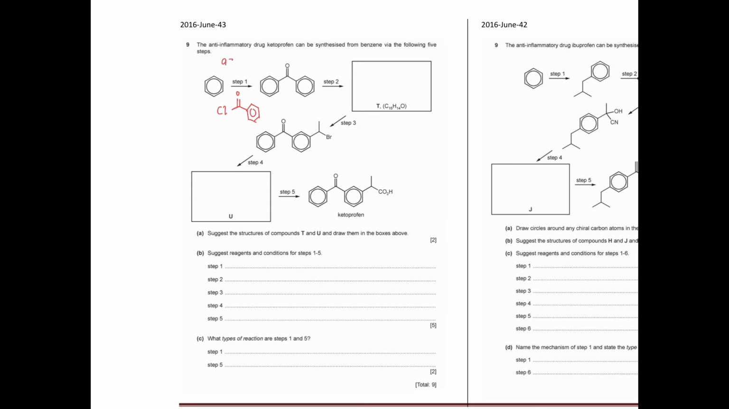Acylation. In step 1, if you still remember what I mentioned just now, the Cl is removed, and then the COR we just stick to it. That is step 1. Okay, so let's work out step 1 first.